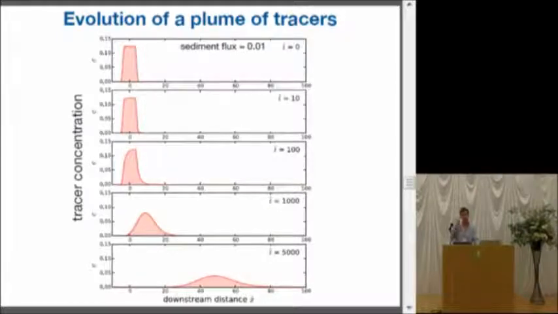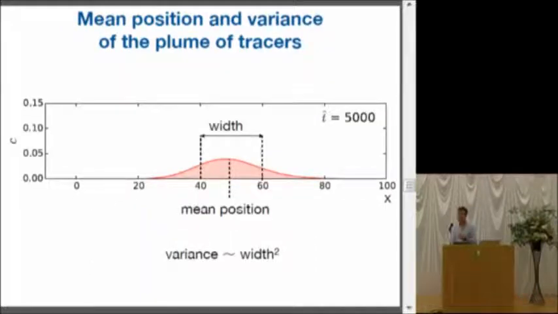Now, in order to try to establish a more quantitative link or comparison with the experiments, I'm now going to focus on two integral quantities. The first one is the mean position of the plume of tracers, of the mass of tracers. So the mean position is just, of course, something like that. And the second quantity that I'm going to look at is the variance of the plume of tracers. So you can think of the variance as the square of the characteristic width of the mass of tracers, which is propagating downstream.